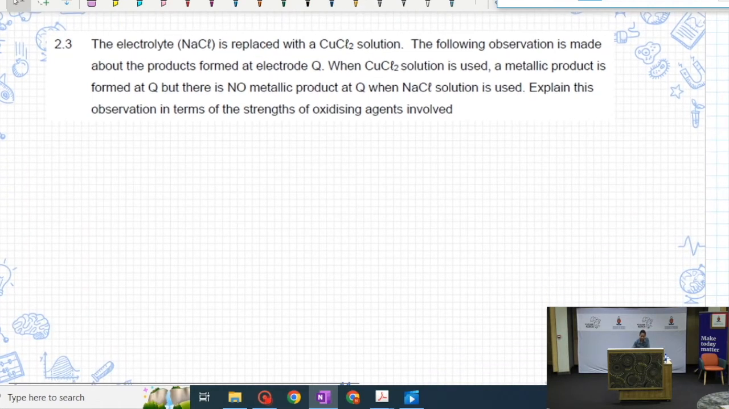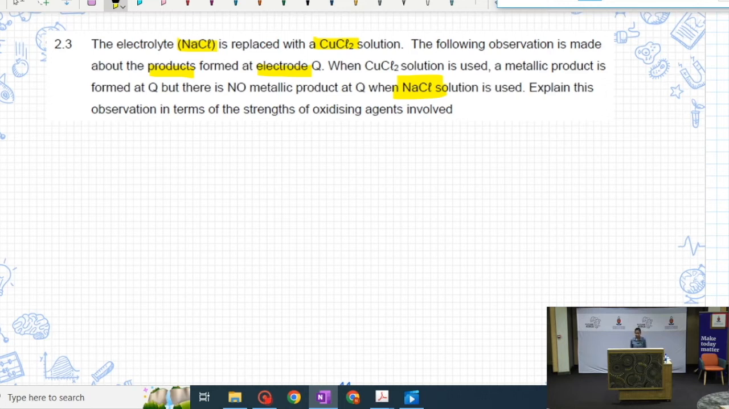Over here, now they said the electrolyte NaCl is replaced with copper chloride solution. The following observation is made about the product formed at the electrode. When copper chloride solution is used, a metallic product is formed at Q, but there is no metallic product at Q when NaCl solution is used. Explain this observation. What is the reason?